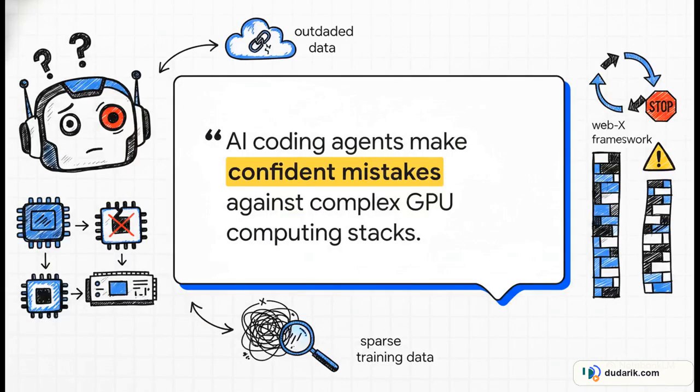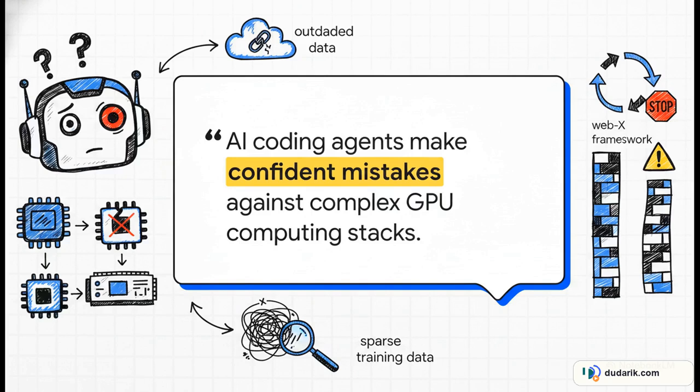This happens because AI coding agents make what we call confident mistakes. It's kind of like dealing with an intern who has literally never seen the software but assures you they're an absolute expert. Why does this happen, though? Well, it's because training data for specialized libraries is incredibly thin, and it's often outdated.